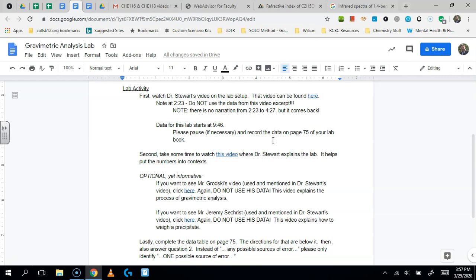That is then going to go into the data table on page 75 in your lab book. So make sure you transfer that carefully. Just so you know, there's only six pieces of data that are going to go there, three for each trial. You're going to have to do the math to figure out the rest of the data that goes into that data table. So I just wanted to make sure that you understood that. You're only getting the first three boxes of the information in the data table on page 75.